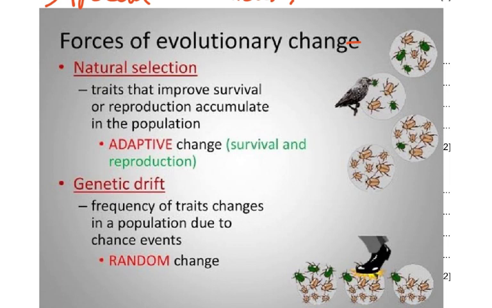and genetic drift. Natural selection is when traits that improve survival or reproduction accumulate in the population, an adaptive change, for survival and reproduction. Genetic drift is what? The frequency of traits changes in a population due to chance events, a random change. So a chance event results in the frequency of traits changing in a population. So you see this, you see the person putting the foot down and killing a large number of these beetles.